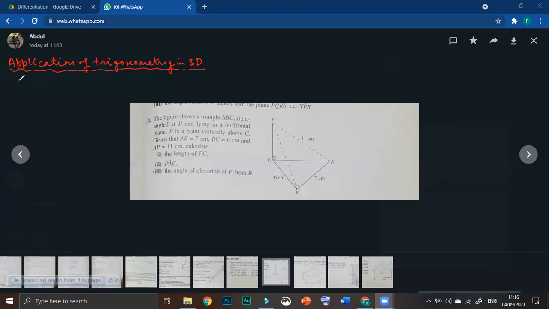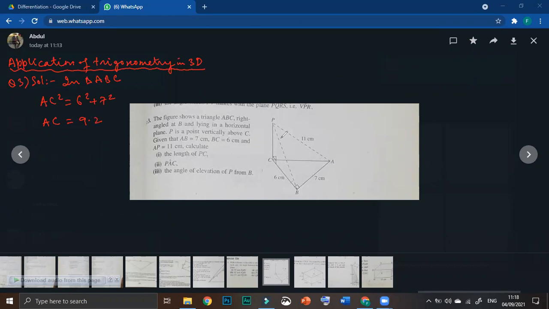Now in triangle ABC, we will use Pythagoras to find out the length of AC. Now AC whole square is equal to 6 square plus 7 square. Please calculate and give me the final answer for AC. Use your calculator and tell me the final answer. The final answer is 9.2. Now we have the length of AC.